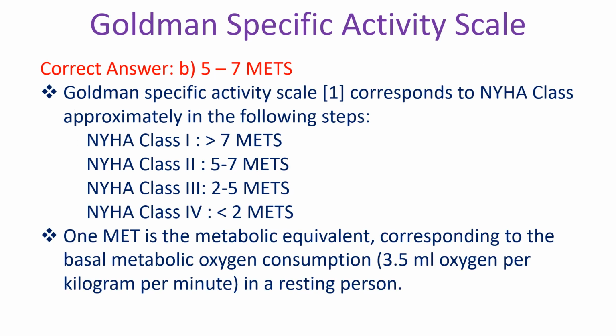Goldman specific activity scale corresponds to NYHA class approximately in the following steps: NYHA class 1 more than 7 METs, NYHA class 2 5 to 7 METs, NYHA class 3 2 to 5 METs, NYHA class 4 less than 2 METs. 1 MET is the metabolic equivalent corresponding to the basal metabolic oxygen consumption, 3.5 ml oxygen per kilogram per minute in a resting state.